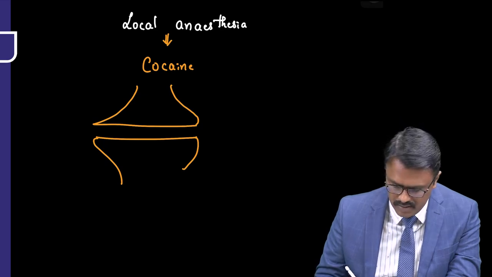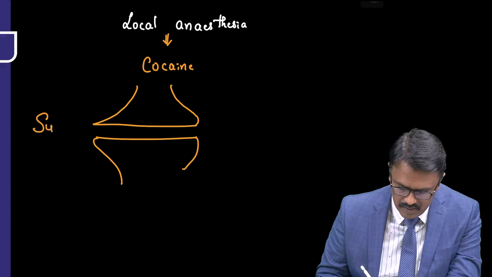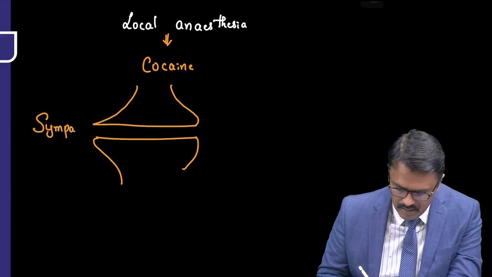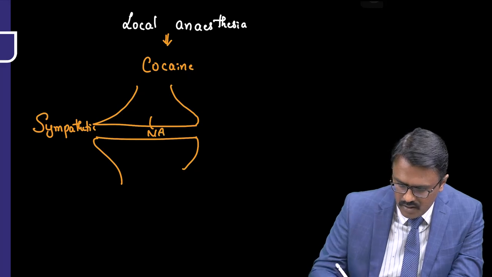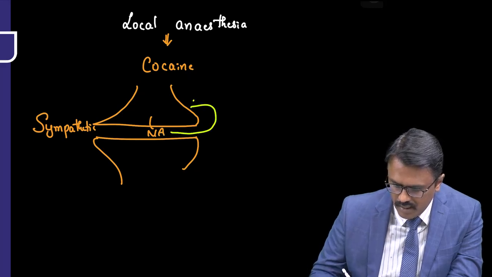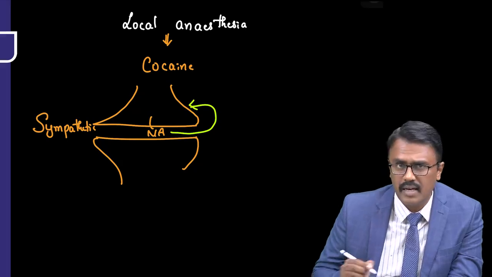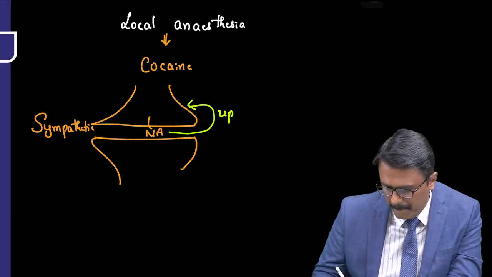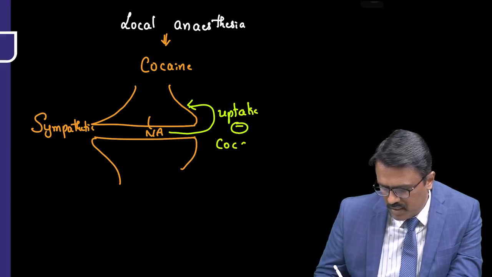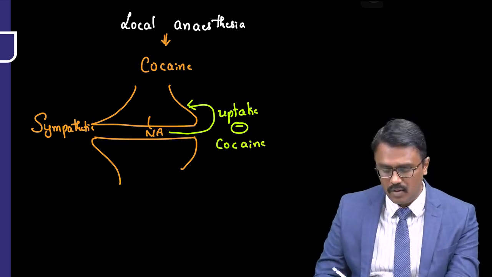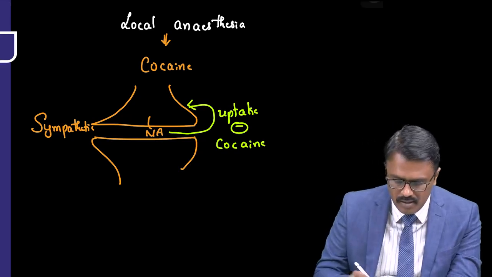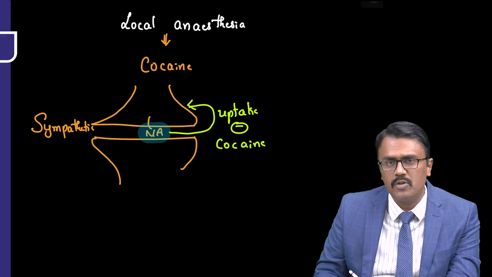So what happens in the sympathetic system? This is the sympathetic synapse. You know that the neurotransmitter is noradrenaline. When the noradrenaline is released, it is again taken back up. This uptake is blocked by cocaine. So cocaine has local anesthetic property, correct, but along with that, it also increases the activity of noradrenaline. So it is an indirect sympathomimetic drug.